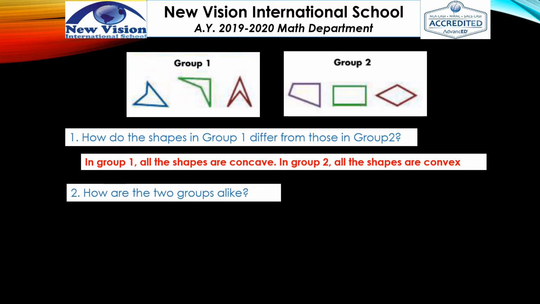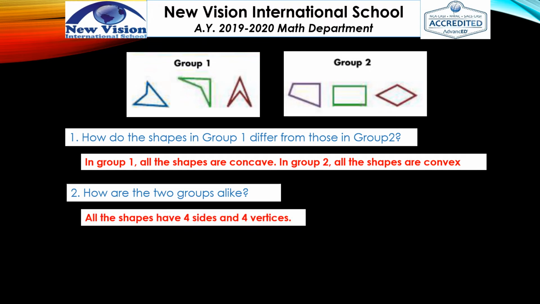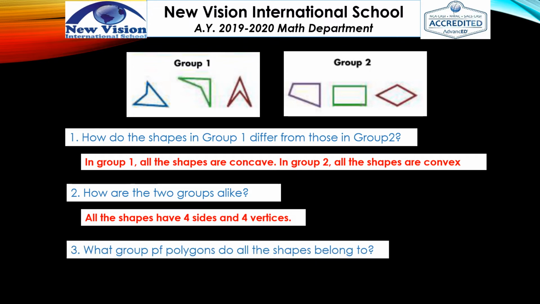Number 2, how are the two groups alike? What do you think? Okay, all the shapes have 4 sides and 4 vertices. Number 3, what group of polygons do all the shapes belong to? Do you have an idea? Okay, they are all quadrilaterals. Very good.